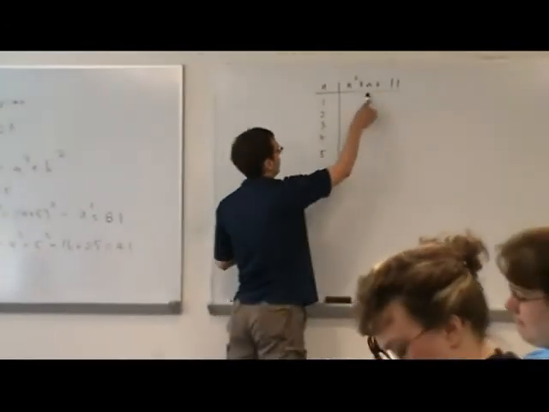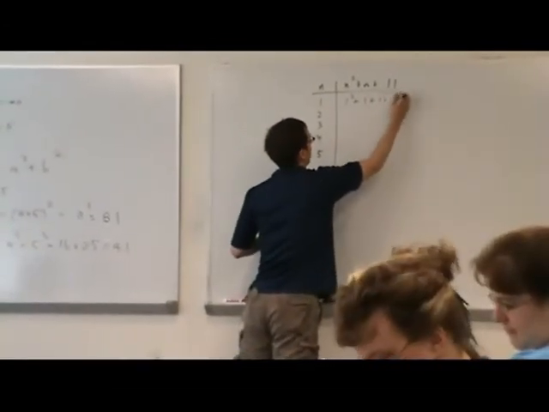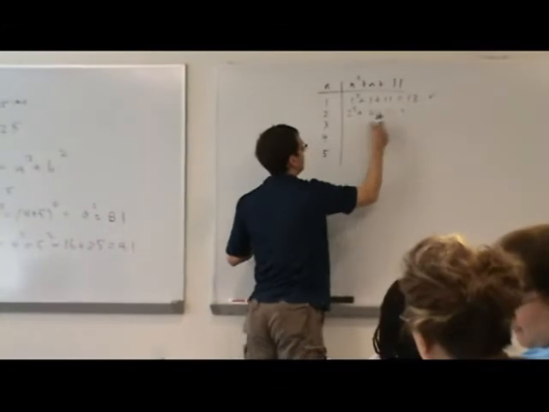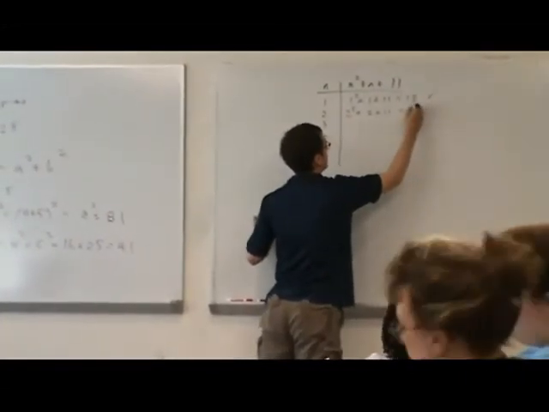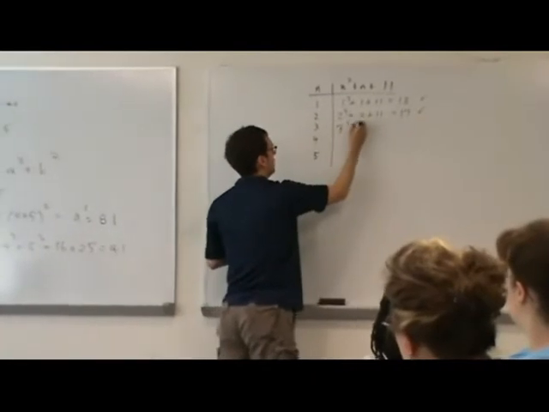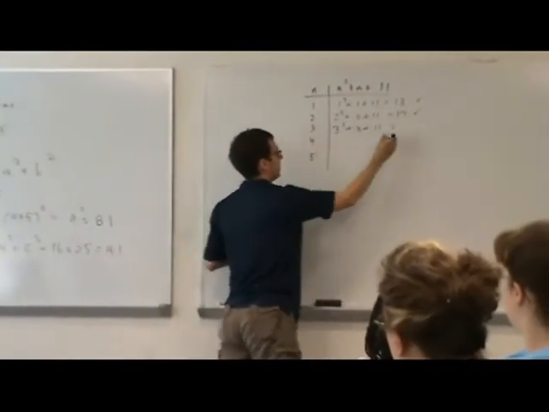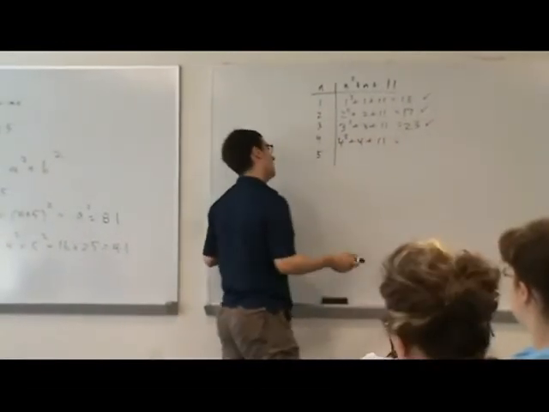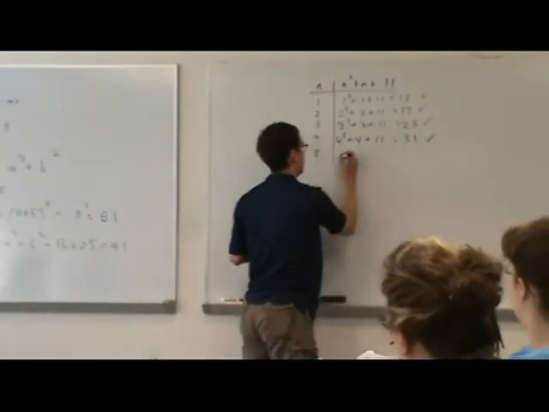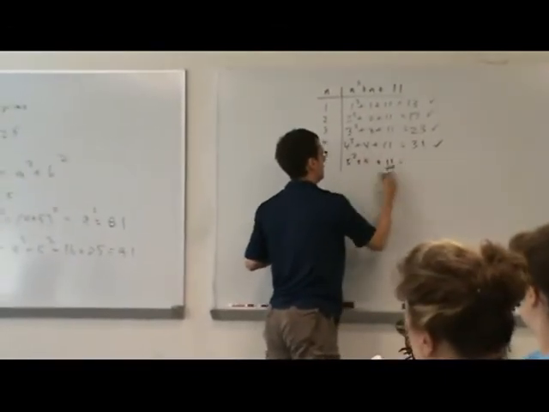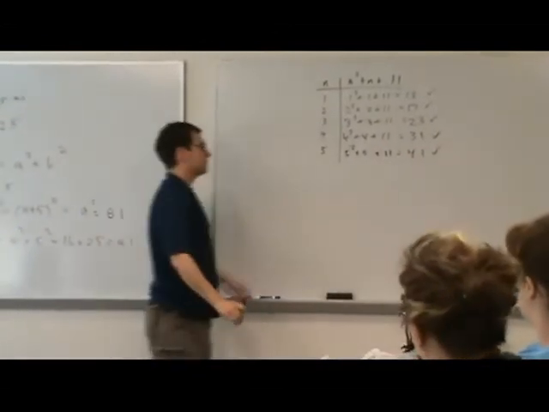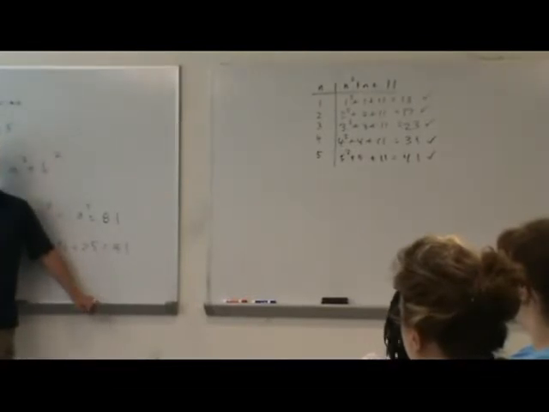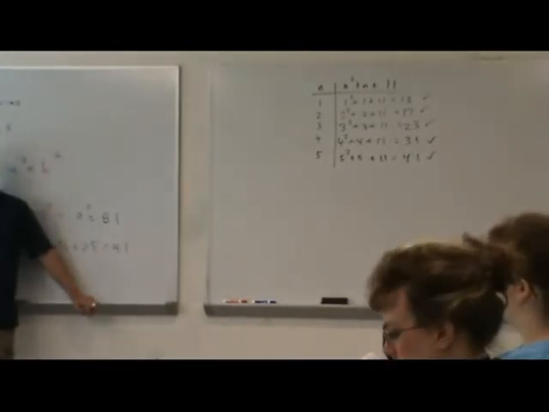Because 1 squared plus 1 plus 11 is 13, and that's prime. And 2 squared plus 2 plus 11 is 17, right? And that's prime. And 3 squared plus 3 plus 11 is what, 23? And that's prime. 4 squared plus 4 plus 11, 31. 5 squared plus 5 plus 11, 41. So we might be very convinced that she is onto something here, right? Because 5 examples, 5 winners.